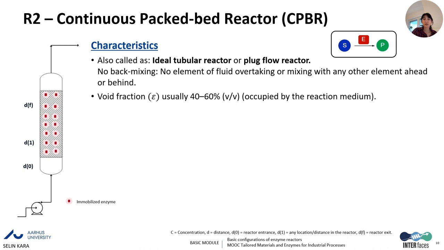So what are the characteristics of this reactor? It's also called the ideal tubular reactor or plug flow reactor. Because of ideality, there is no backmixing, which means that no elements of fluid are overtaking or mixing with any other element ahead or behind. And typically, we are working with a void fraction of 40 to 60% of volume, which means that this void fraction is occupied with the reaction medium.